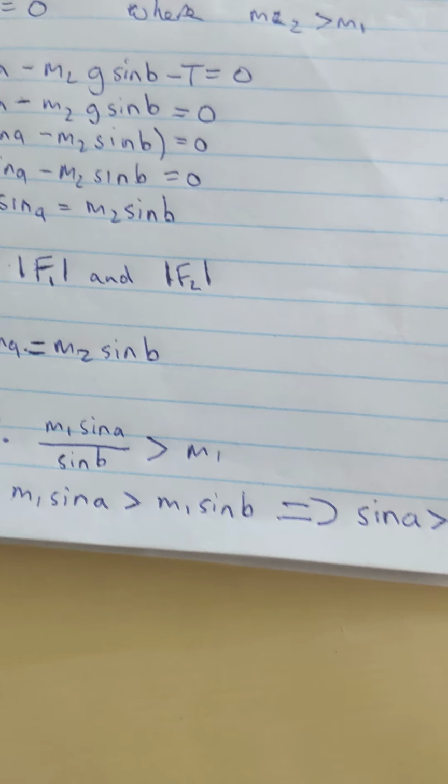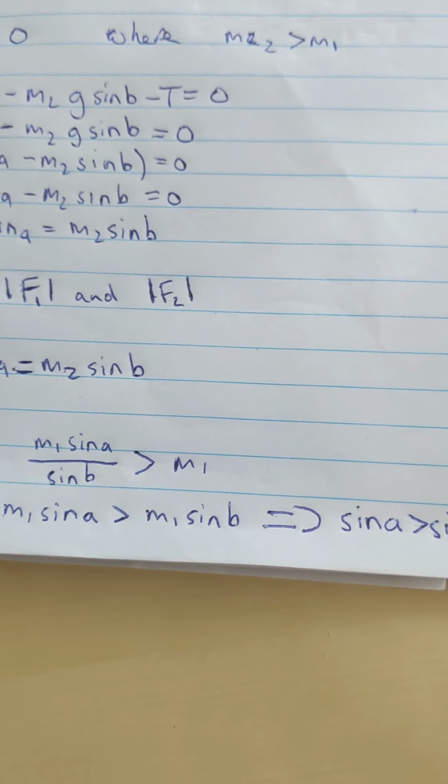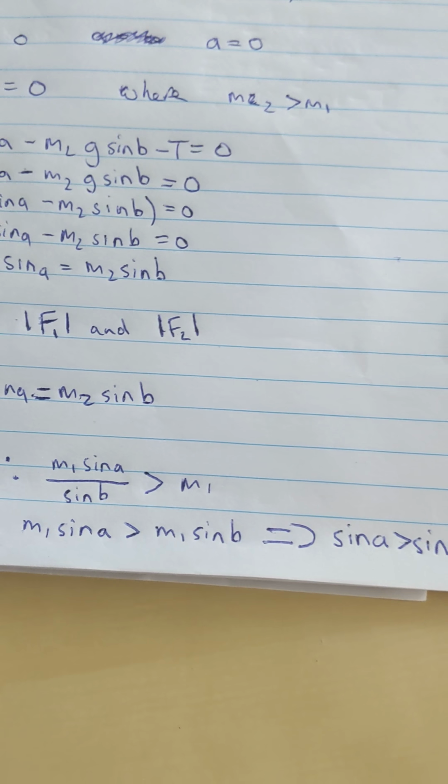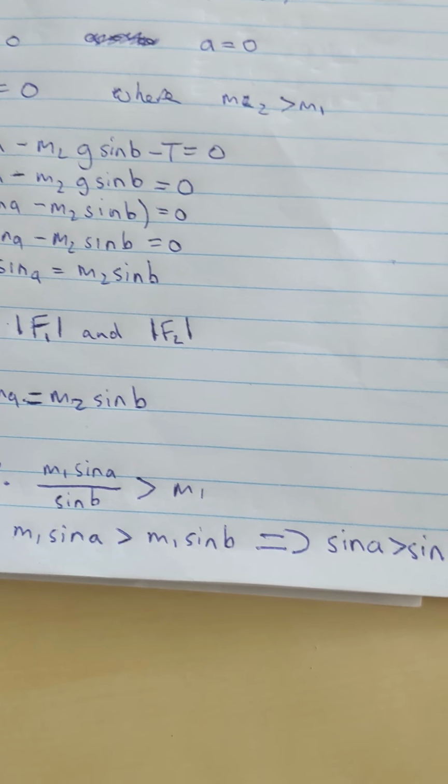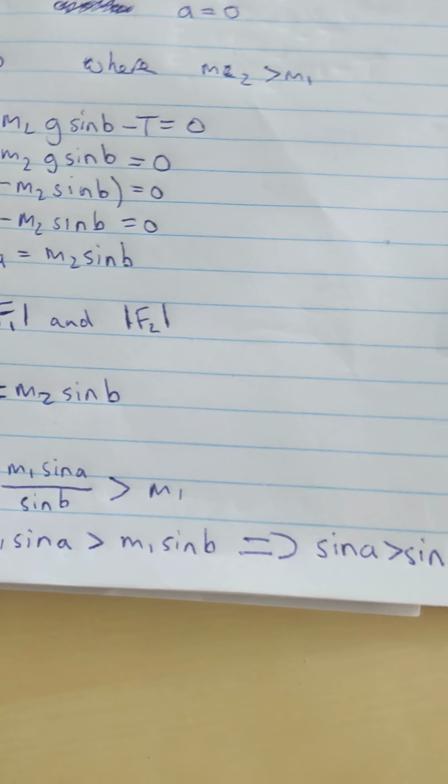This is easily observable as m2 is a heavier weight. If angle beta is greater than angle alpha, we know we're going to get constant acceleration because it's going to be pulling down on the weight. Alright, that's my explanation for the bonus point question. Thank you.